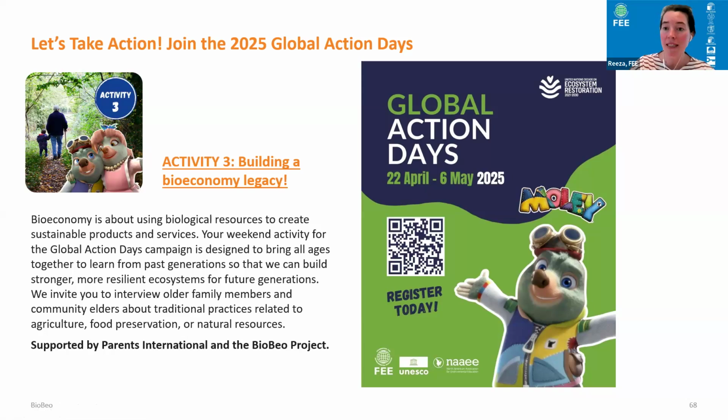There are 5 activities, and the third activity is all about exploring what bioeconomy means for people from different generations. It's an intergenerational activity where we're asking young people to connect with elders in their community and explore topics like agriculture and traditional practices around food and natural resources, and what bioeconomy has looked like over the years, because it's not actually a new concept. It has existed for centuries, arguably. So those are 3 action points that you are welcome to take after this webinar.